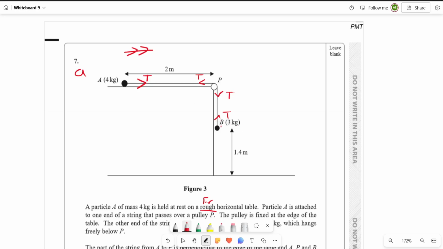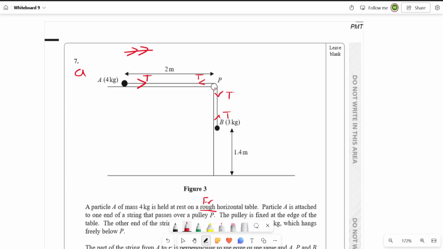Same as B. B is moving down. Think that you are B and you're falling, okay, and you're holding up a rope with your hand. How is that rope going to act on you? Yeah, you're going to experience a force upwards from the rope. The rope is not going to push you even more down, right? So that's why the tension on B is up.